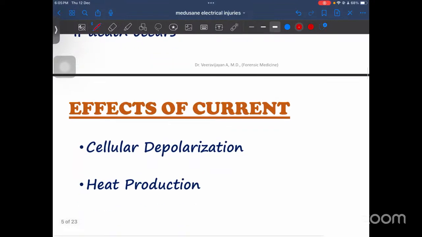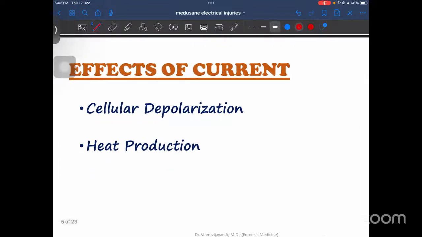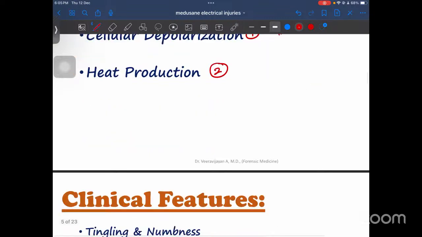Then moving into the mechanism, what are the effects of current in a human body? There are mainly two effects. One is cellular depolarization. Every cell in our human body acts on the principle of action potential. Current disturbs this action potential. Another mechanism is that current is converted into heat energy in our body. That heat produces damage to the human tissue. These two are the important mechanisms by which current causes damage in the human body.